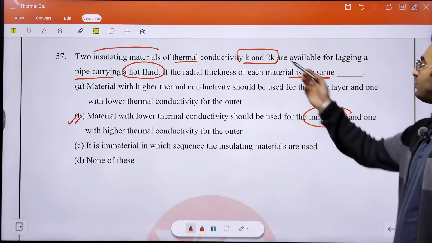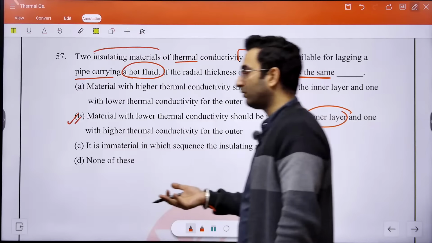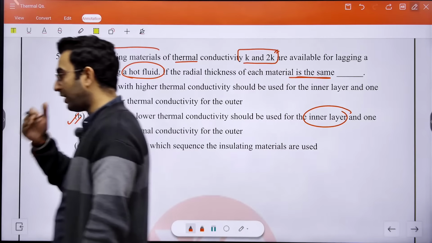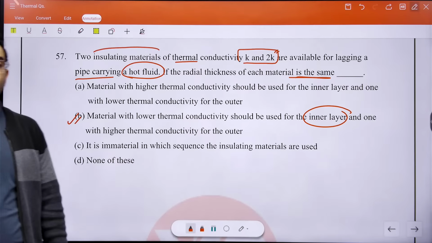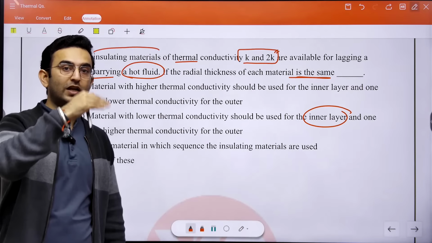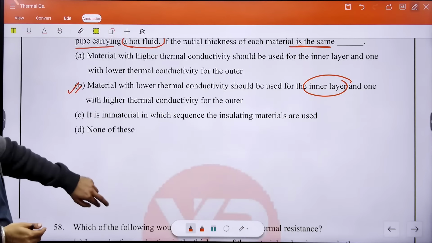What happens if you use the higher thermal conductivity material? The temperature drop will be larger. The heat transfer will take place from the cylinder to the inner insulation, but it is going to be trapped in between the inner and outer. So option number B is the correct answer here.